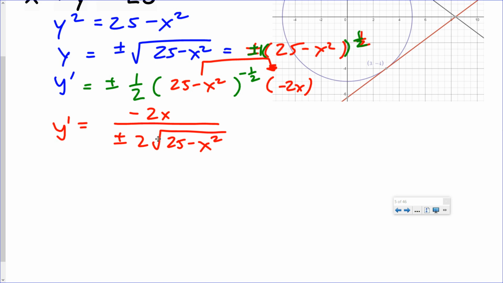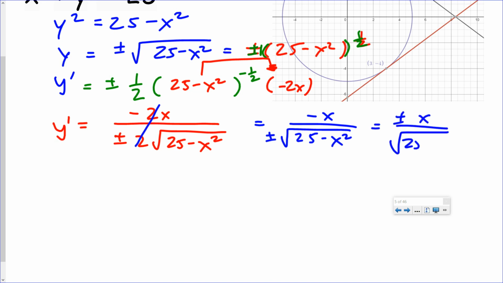Do you see anything that cancels? The 2's. So this is basically negative x over the square root plus or minus of 25 minus x squared. I won't worry about the signs too much, but the truth with the signs is if I have negative over plus, it's going to be a negative. Negative over negative is going to be a positive. So in the end, really this is what I have. Right? Plus or minus. Okay?